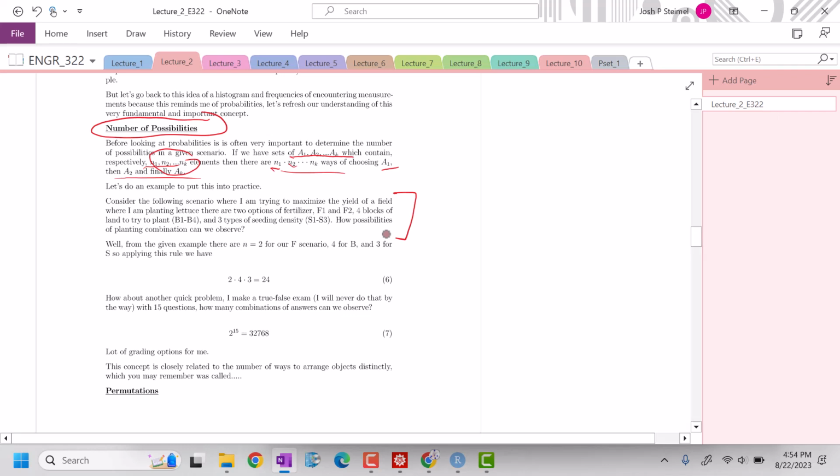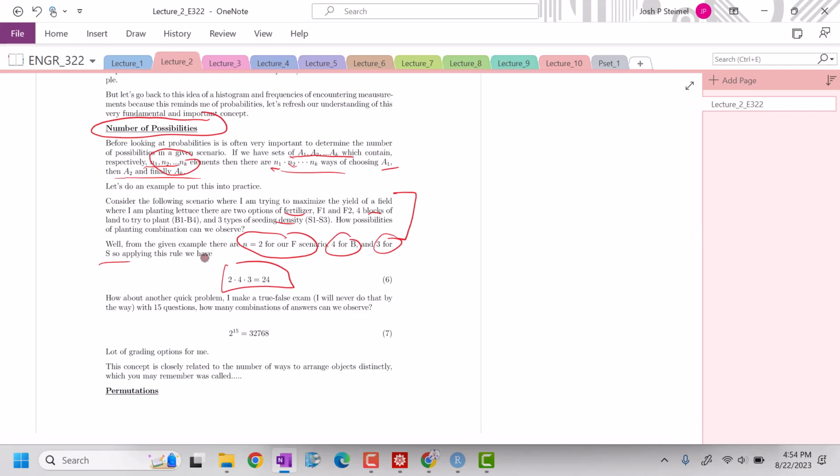So what are our sets? Well, we have fertilizer, we have our blocks, and we have seeding density. For the fertilizer, our n is equal to 2. For blocks, 4. For seeding density, we have 3. So we can multiply that out, and we get a result.